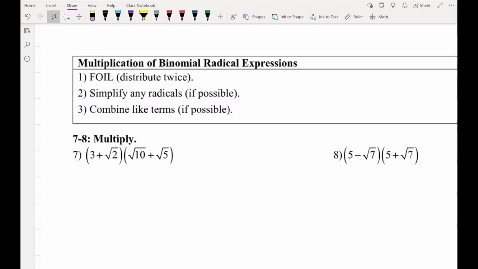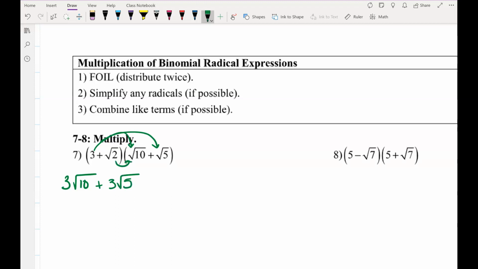So let's start. 7, the quantity of 3 plus square root of 2 times the quantity of square root of 10 plus square root of 5. Remember, when you are multiplying and adding and subtracting and dividing, all of the previous rules still need to apply. So let's FOIL. 3 times square root of 10 is 3 square root of 10. 3 times square root of 5 is 3 square root of 5.